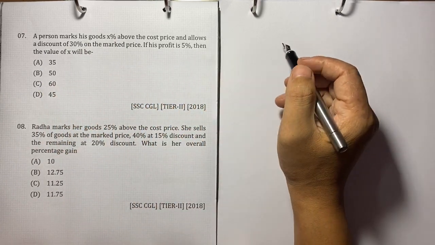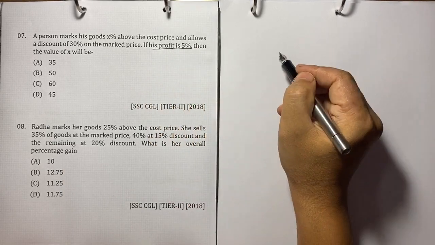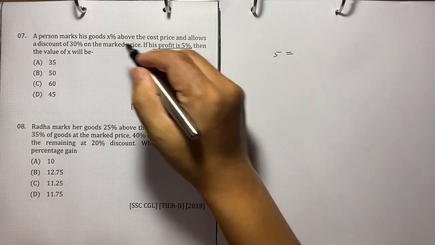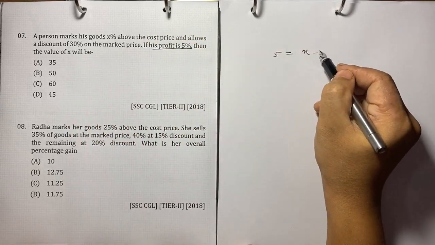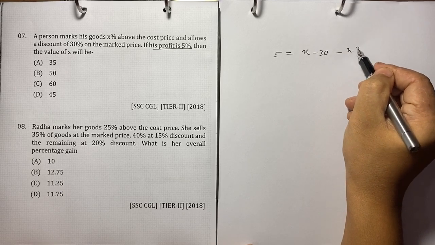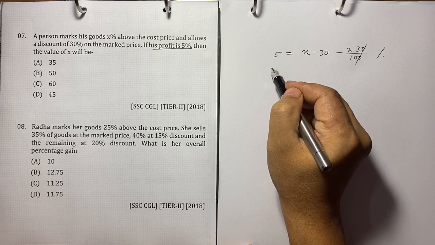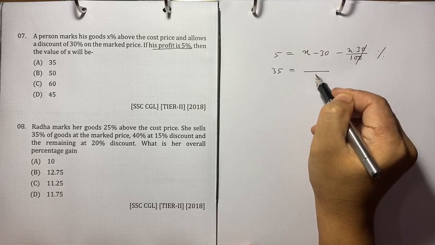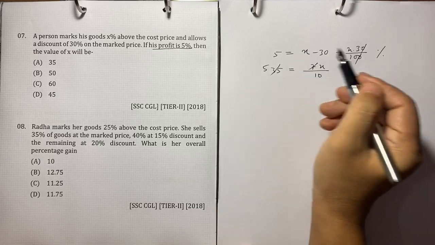Then the value of X. Total percentage change equals X plus the discount, that is 30 minus X into 30 divided by 100. Cancel the bullet, 35 equals 10... 10 minus 3 is 7. X, cancel, the answer will be 50%.